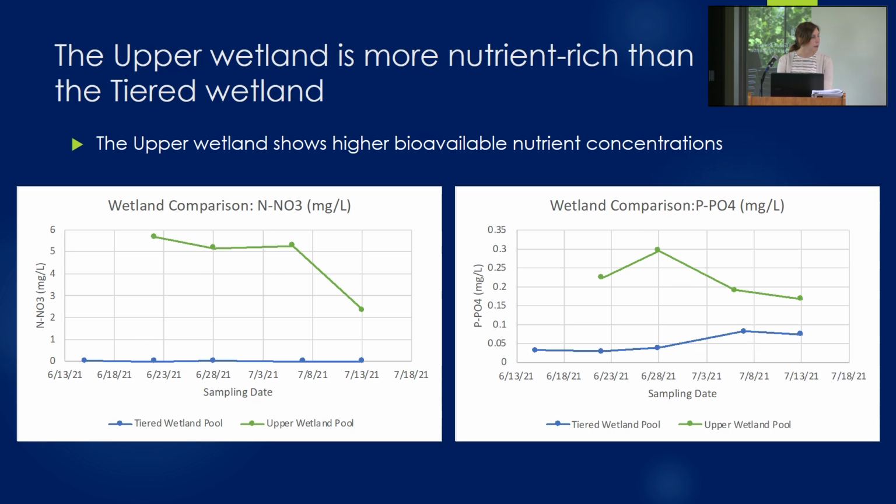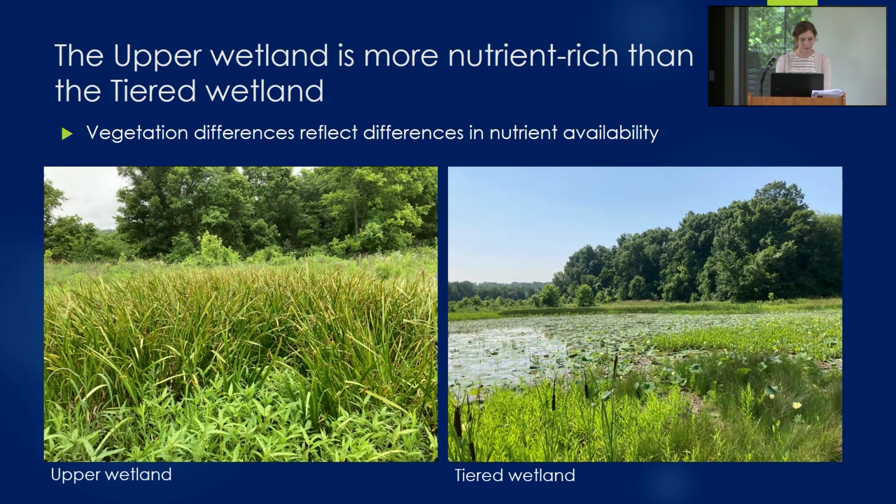The green line represents the upper wetland, and the blue line represents the tiered wetland. And the main point for these graphs is simply that the green line is much higher than the blue line, indicating that that wetland is much higher in nutrients than the tiered wetland.